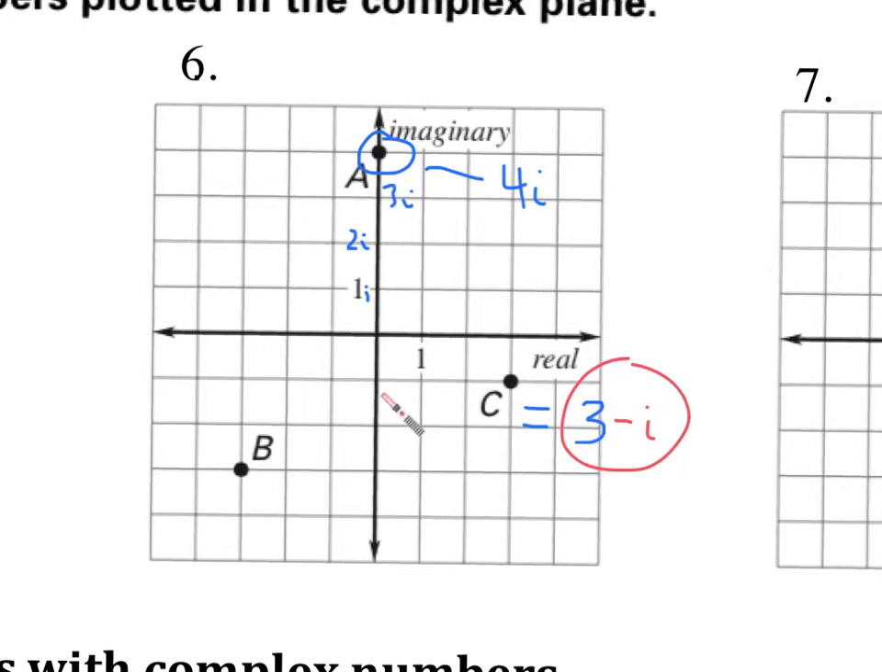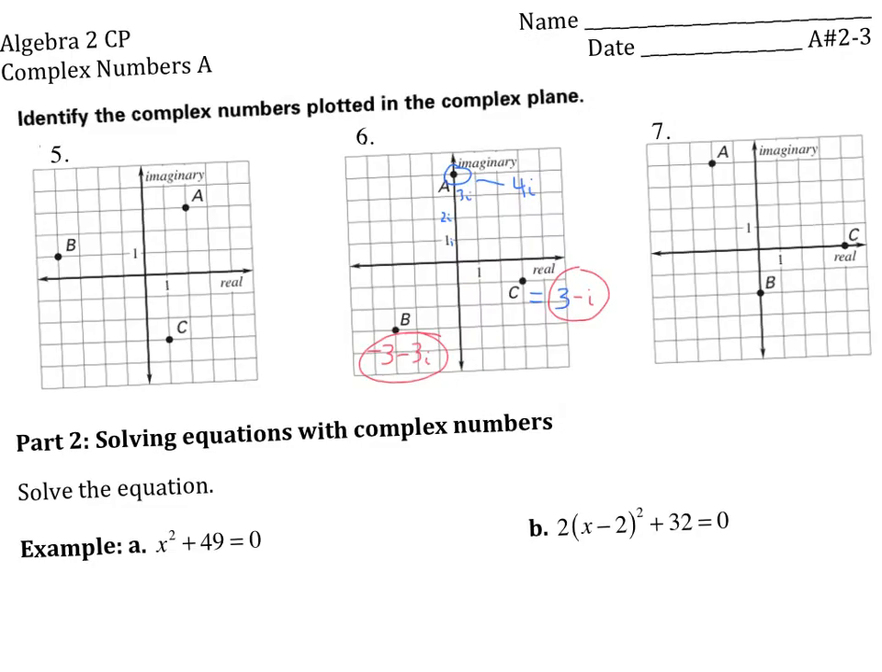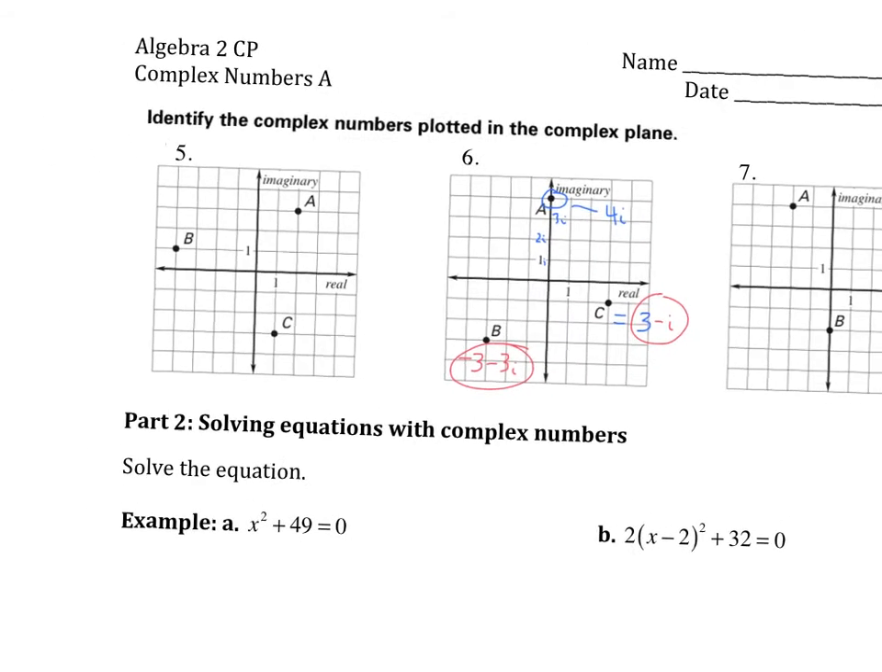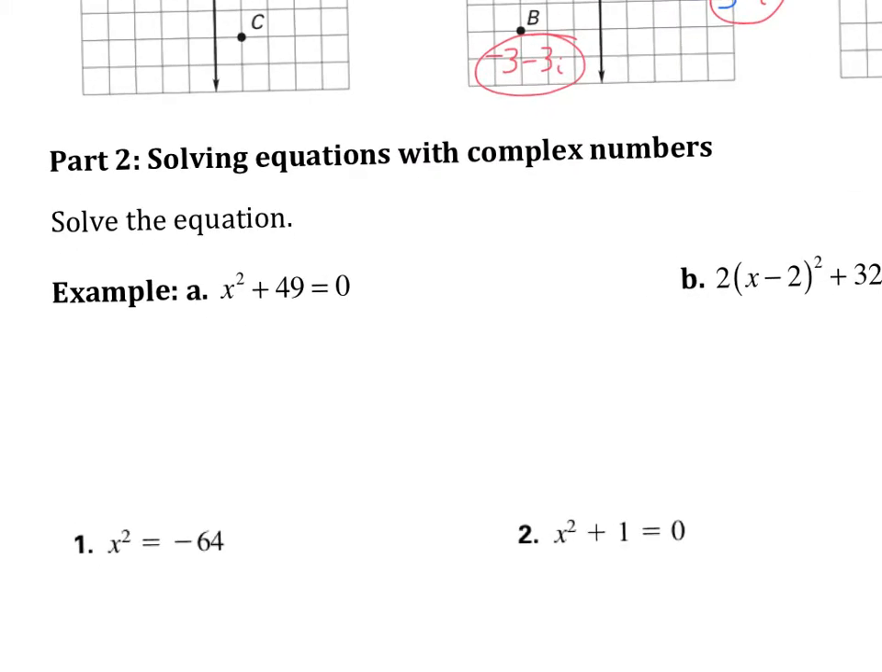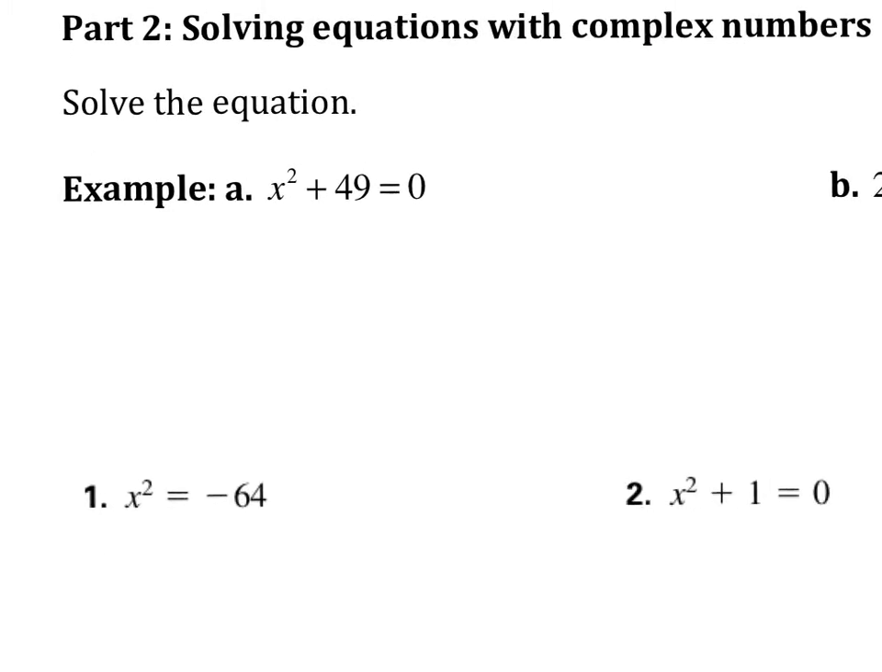And B would be this, negative 1, negative 2, negative 3. Negative 1i, negative 2i, negative 3i. So negative 3 minus 3i is the result there. Now take a moment to practice 5 and 7. Last thing here is that we're going to solve the equation.